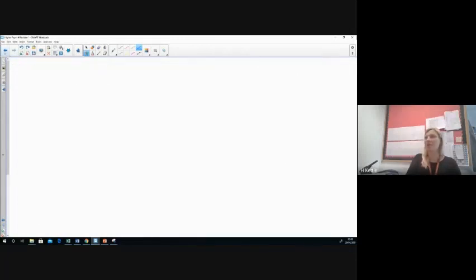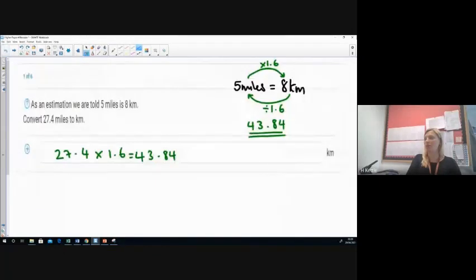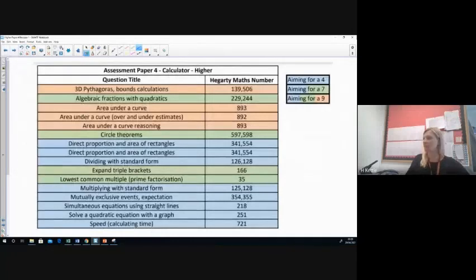And I think that's it. So going back to the beginning, back to our revision list, which for some reason is on the second page. That is all of the ones there. Now, some of them obviously are together. So 3D Pythagoras also has the bounds question as part of it, and so on. And you've got algebraic fractions with quadratics. But don't forget, all of your Hegarty numbers are here. So if there's anything I went over that you're not sure on, go and watch the Hegarty video specifically for that one before the assessment tomorrow.